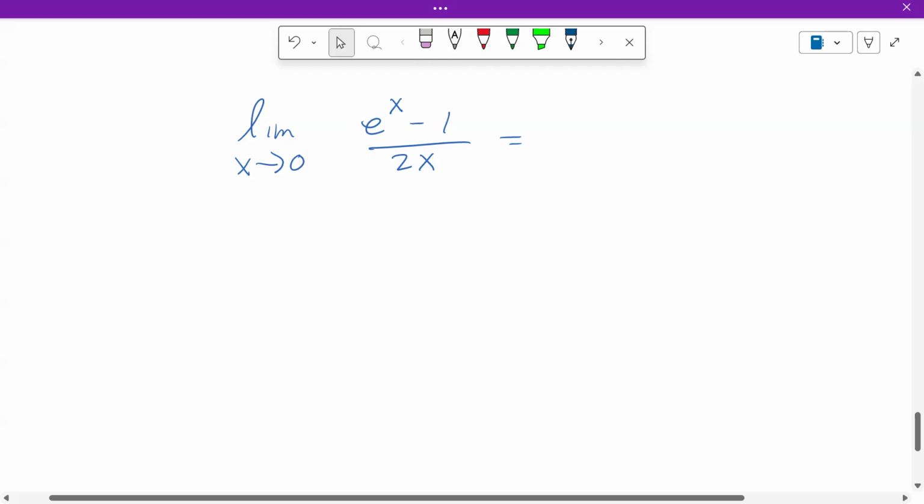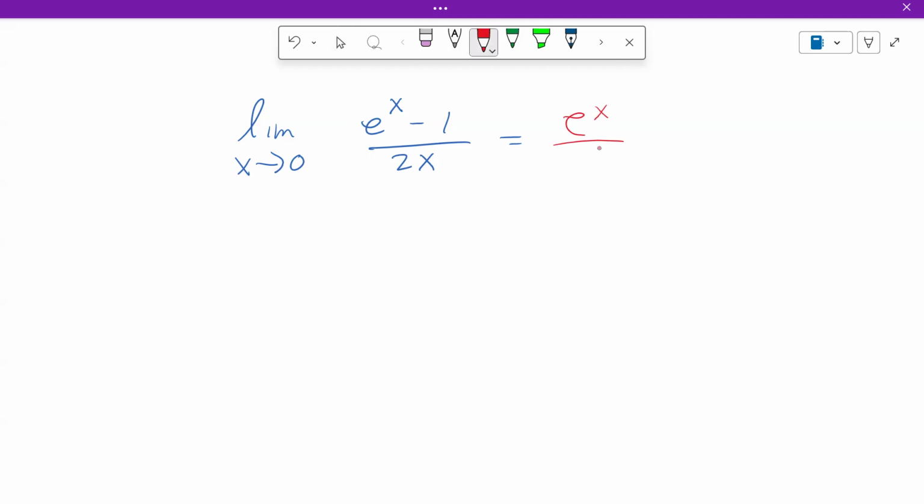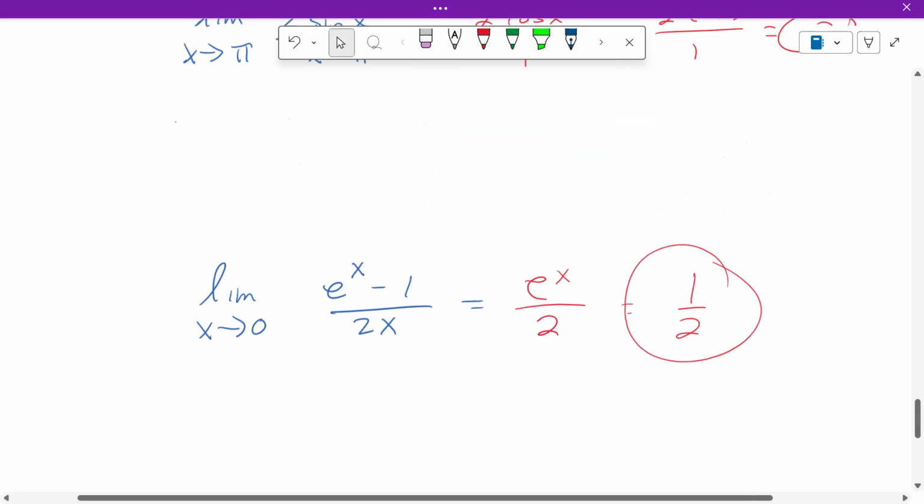L'Hopital's rule. What's e to the 0? 1. What's 1 minus 1? So we get 0 over 0, so we have to take the first derivative. Way to go, Jackson. What's e to the 0? That is light work. Yep.